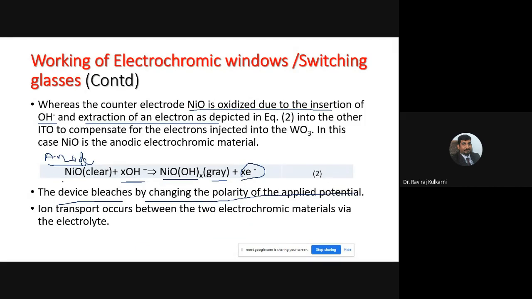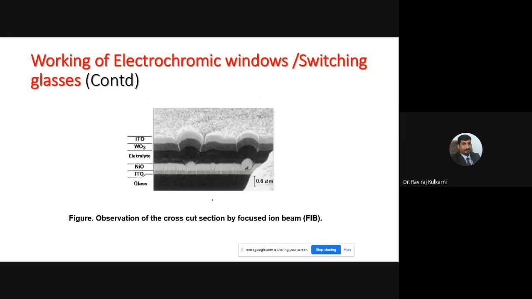If you make nickel oxide the cathode and tungsten oxide the anode, the bleaching effect takes place. Ion transfer occurs between the two electrochromic materials via the electrolyte. Hope it is clear to you. It's not rocket science to understand this simple thing. Okay, so this is how it works.